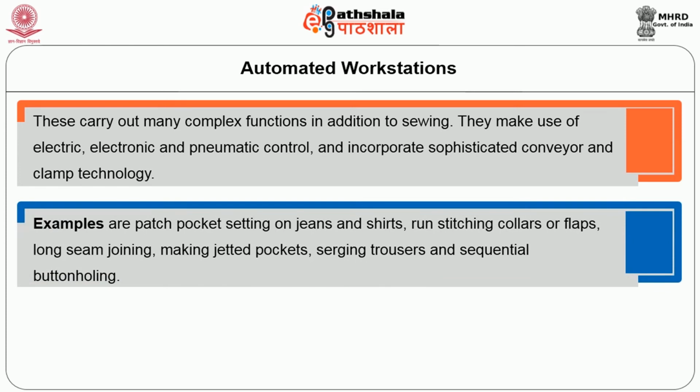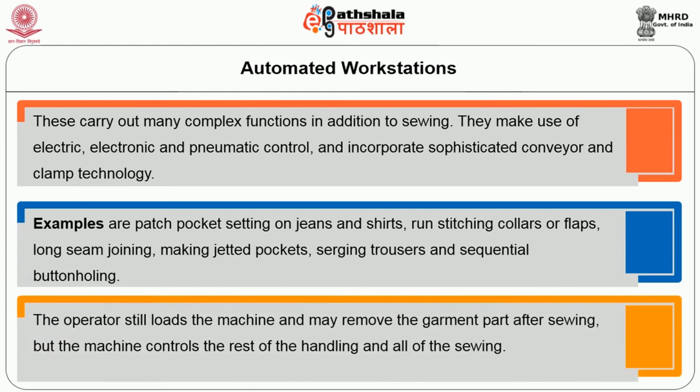Examples are patch pocket setting on jeans and shirts, run stitching collars or flaps, long seam joinings, making jetted pockets, serging the trousers, and sequential buttonholing. The operator still loads the machine and may remove the garment part after sewing, but the machine controls the rest of the handling and all of the sewing.